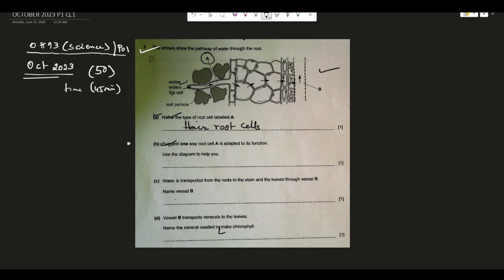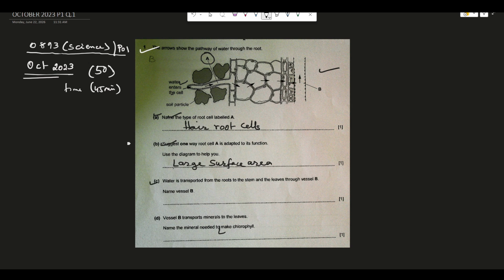So the answer is the root cells are adapting to this function by having a large surface area. Because of this large surface area, more and more water will be taken in by the roots. And the next question is the C part of this question.